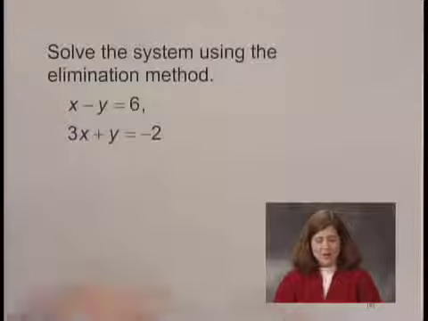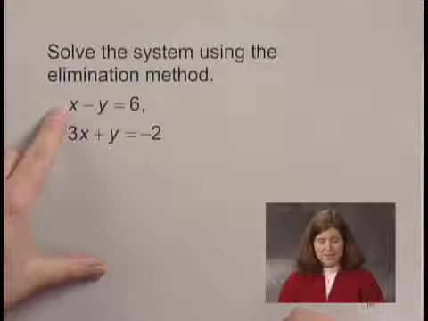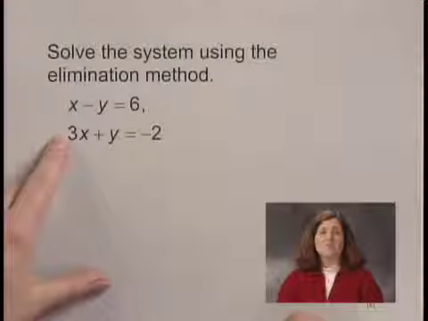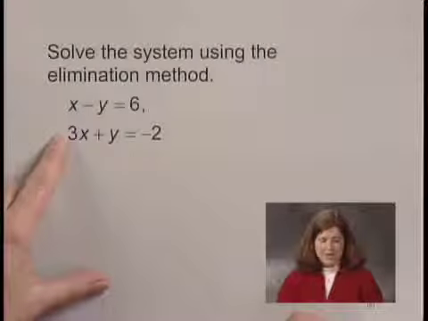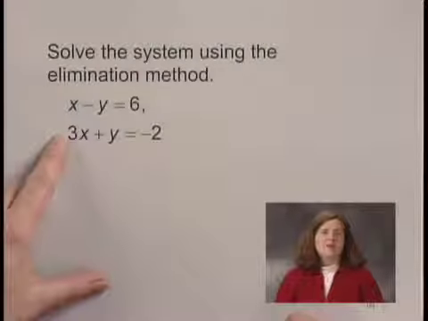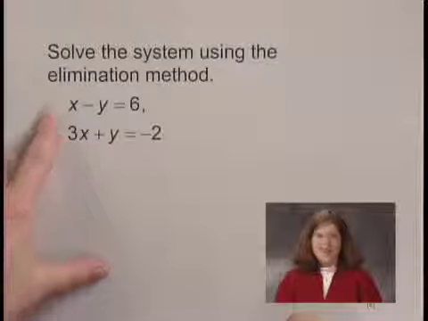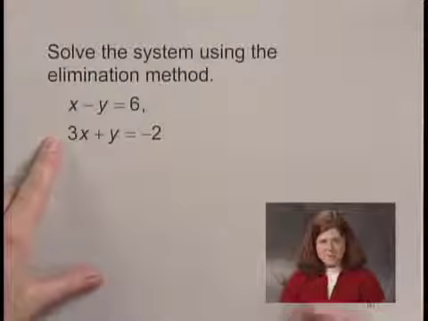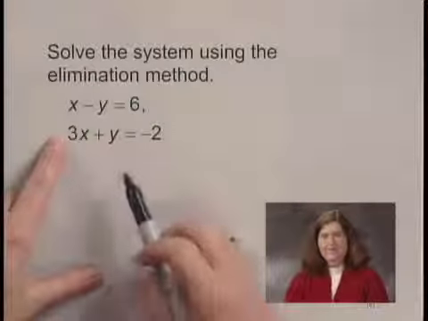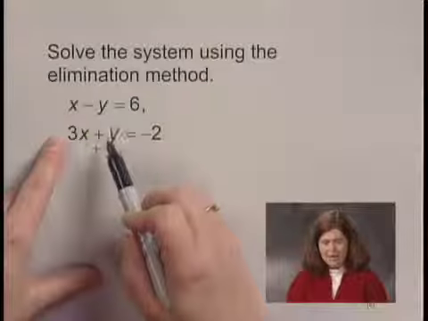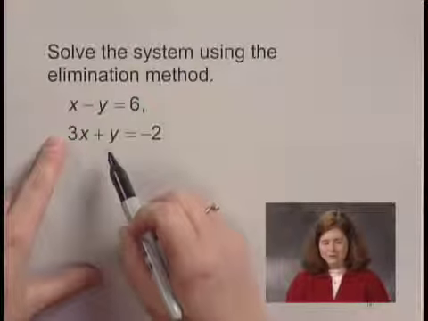In this problem, we'll solve a system of equations using the elimination method. We'll solve the system x minus y equals 6, 3x plus y equals negative 2. To solve the system using the elimination method, we add, sometimes also called the addition method, and we're going to add in a way that will eliminate a variable.